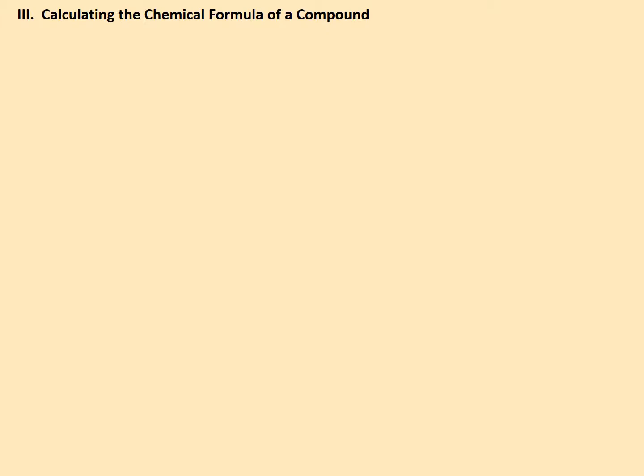Now remember, for ionic compounds, we can only talk about an empirical formula for them. But in the case of molecular compounds, we can take the additional step and talk about how to find the actual molecular formula once the empirical formula is known.